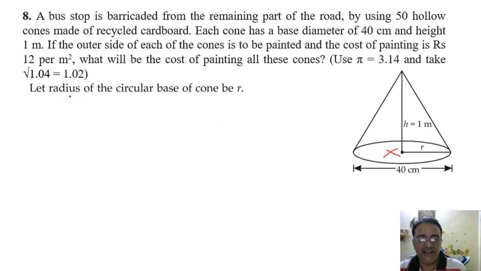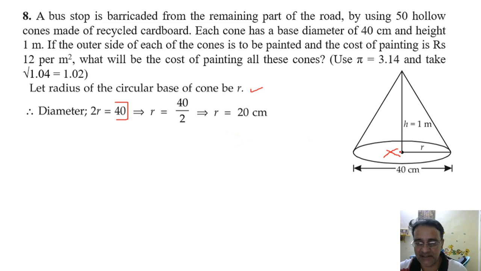So we'll start with, let the radius of the circular base of the cone be r. So diameter is given 40 centimeter. Okay. So what will be the radius? 20 centimeter. But height is given in meter and this is given in centimeter. So what we can write? 0.2 meter. Clear? Yes, sir. Okay. Now 20 by 100 that is 0.2 meter.